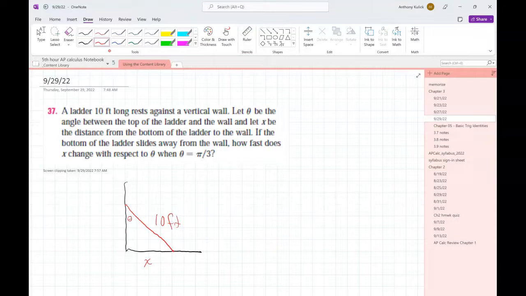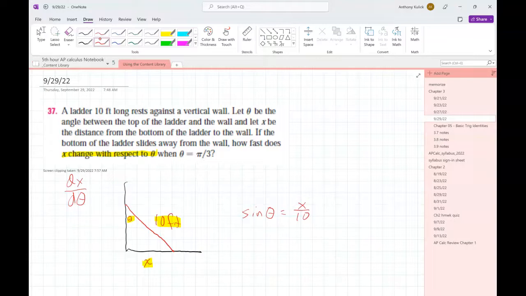Okay. So if I'm looking at this picture, I have an angle, I have opposite, and I have hypotenuse. So I would be thinking sine. Okay, and then it says, how fast does x change with respect to theta? So here we're looking for like dx d theta.